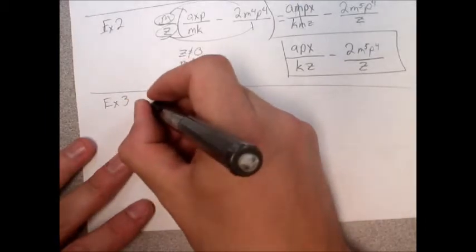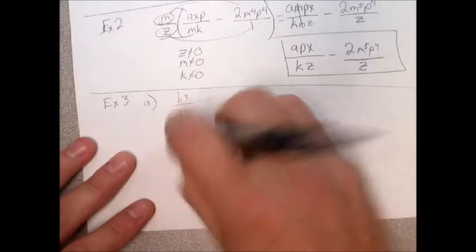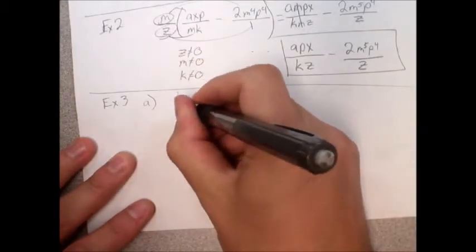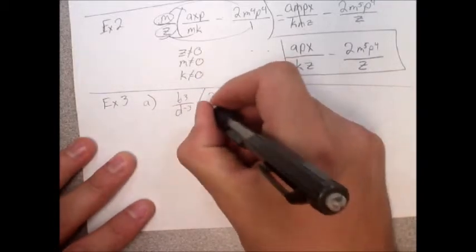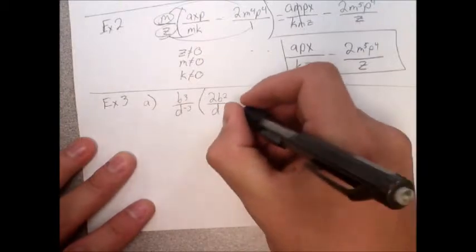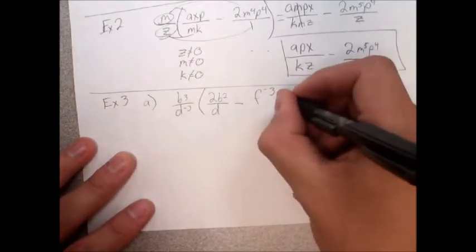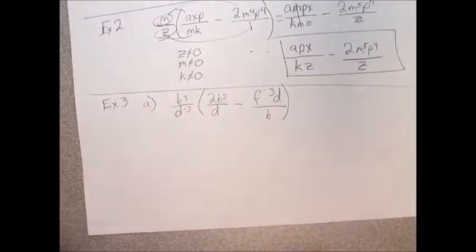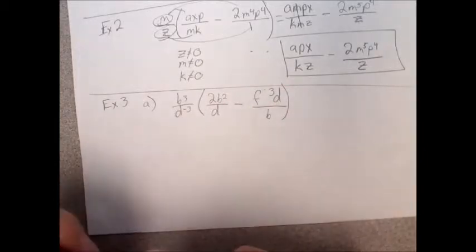Alright, on part A, it gives us b to the third over d to the negative 3, multiplied by the quantity 2b squared over d minus f to the negative 3 d over b. There's lots of different ways that I could approach this. I could try to fix everything and put it in positive exponents first, or I can go ahead and distribute, then move. It's whatever you feel more comfortable with.